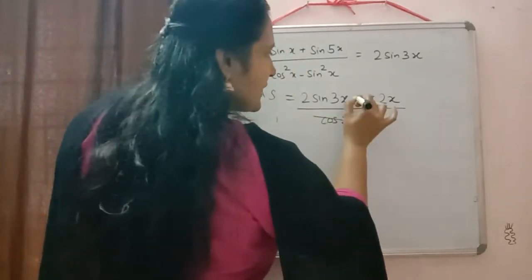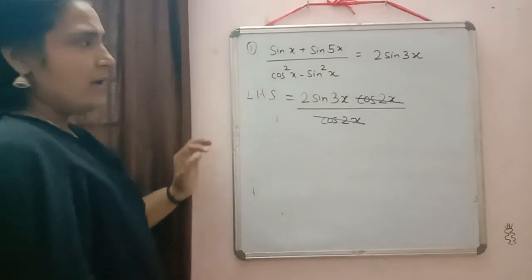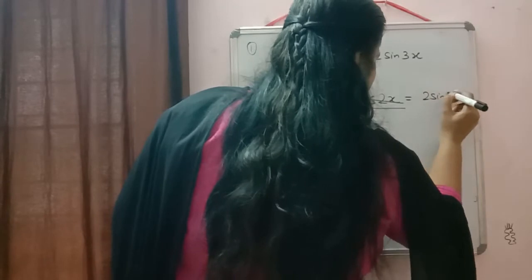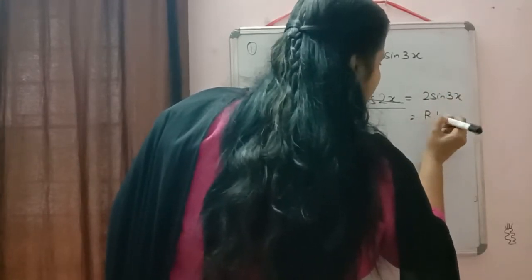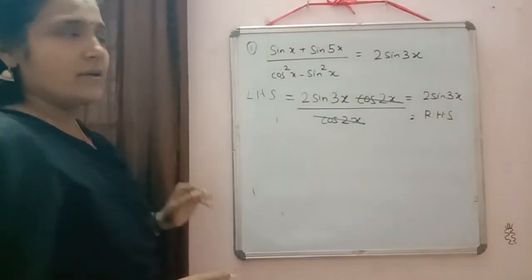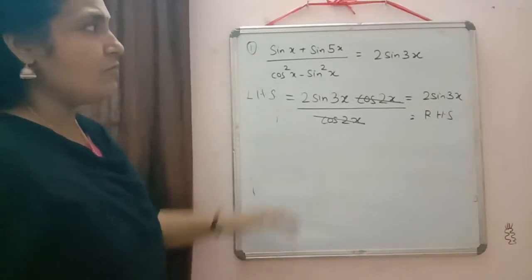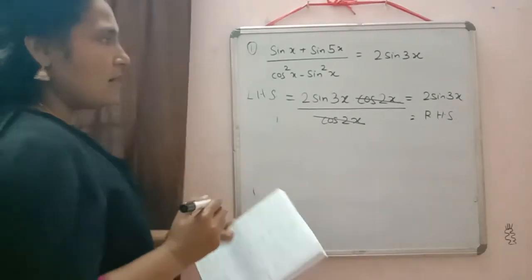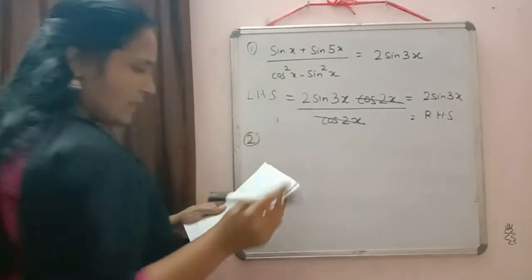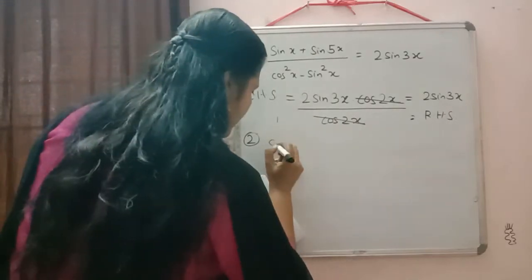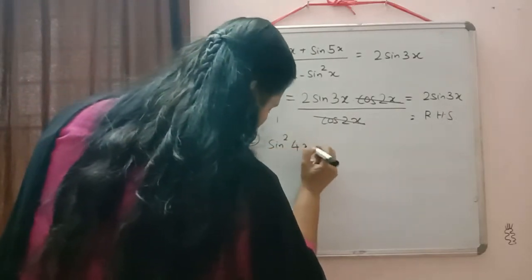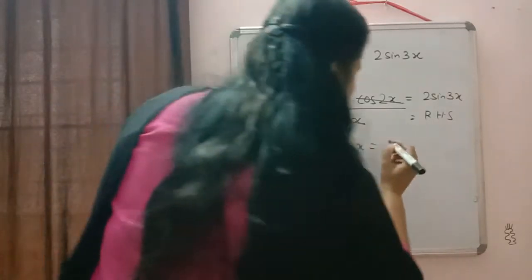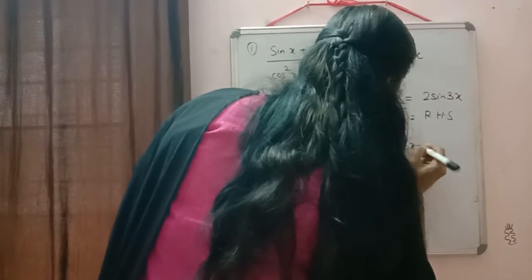So here cos 2x and cos 2x will get cancelled. We will get the answer is equal to 2 sin 3x, which is our RHS. So proof over. So these proofs will be easy for you when you will learn all the formulas properly. Okay. So now we will check how we can do the second question. Second question is prove that sin square 4x minus sin square 2x is equal to sin 6x into sin 2x.